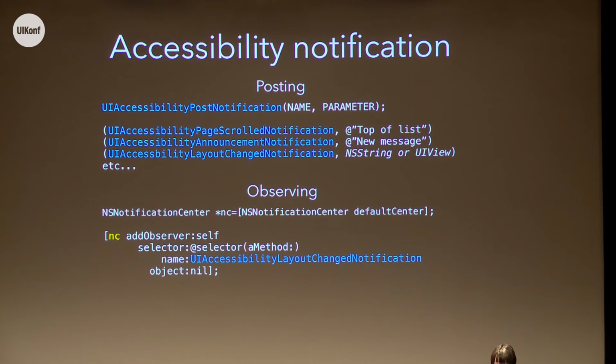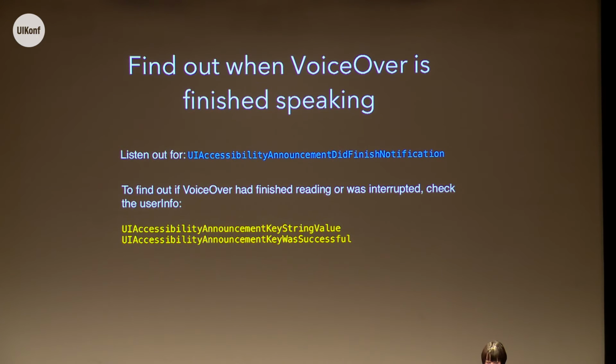And there are loads of different accessibility notifications that you can post and observe. So if things change, if the page scrolls, you can do all sorts of things to make it a really customized experience. You can also find out when VoiceOver is finished speaking. So if you were doing a magazine app, possibly, and it got to the end of that block of text, and you wanted it to automatically scroll to the next page and start reading, you'd listen out for the announcement did finish notification, check if it was successful or not, and then scroll the page and go again.